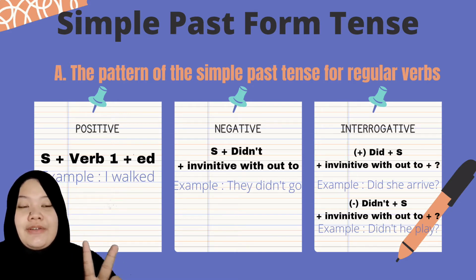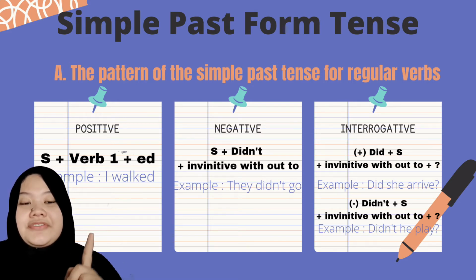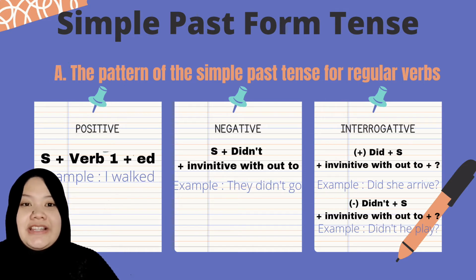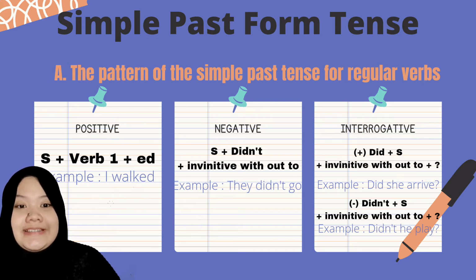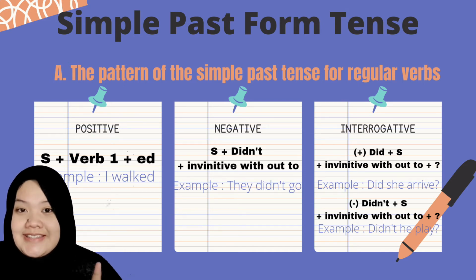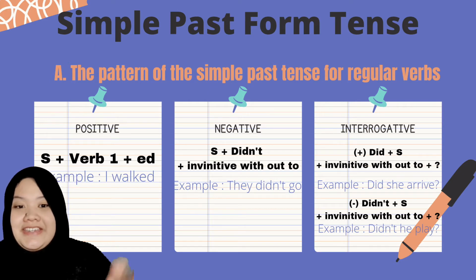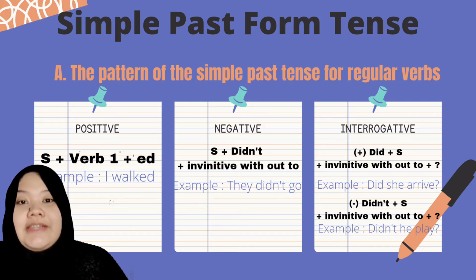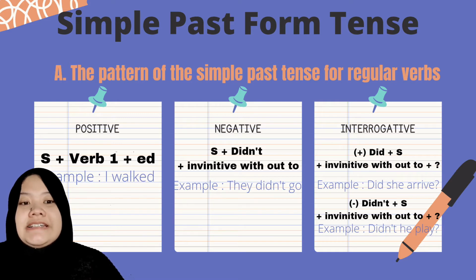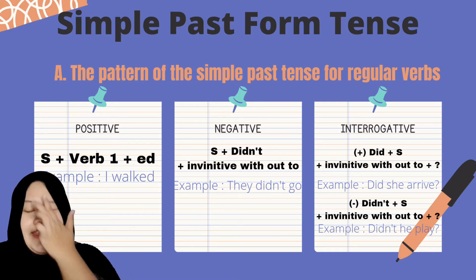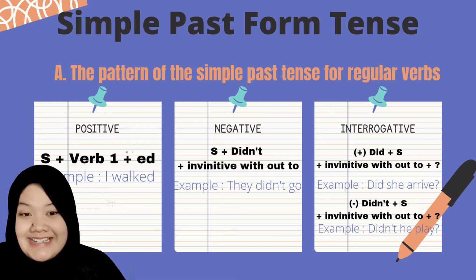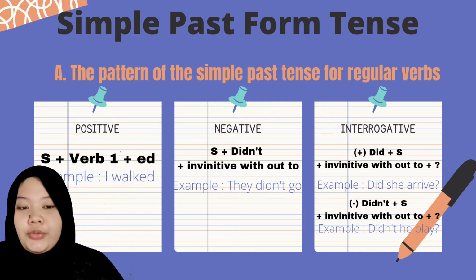I want to explain about simple past tense form. There are two. The first is the patterns of the simple past tense for regular verbs. For positive sentences, the rule is subject plus verb 1 plus ed. Example, I walked. For negative sentences, the rule is subject plus didn't plus infinitive without to. For example, they didn't cook.